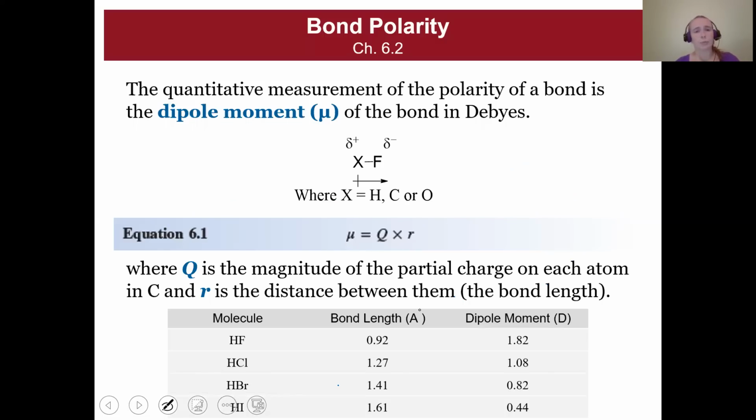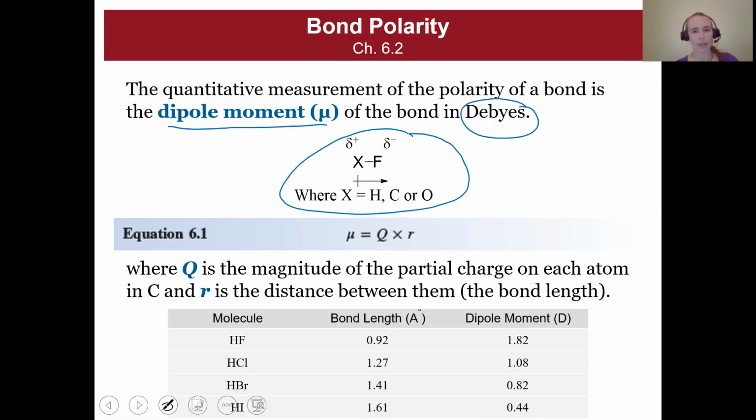So, like I said before, we can have a quantitative measurement of polarity, and that's called the dipole moment of the bond, and that's measured in units of debye. So, just so you know, it's units of debye. So this is our polar bond again. We've got the positive end with the little positive part on the arrow, and then the negative end of the bond is where the arrow points towards.